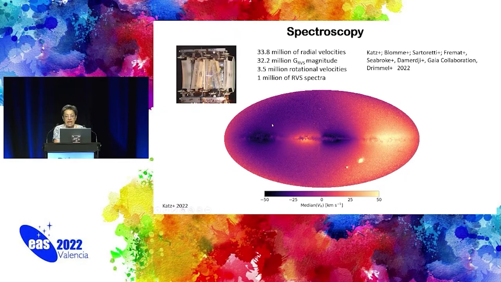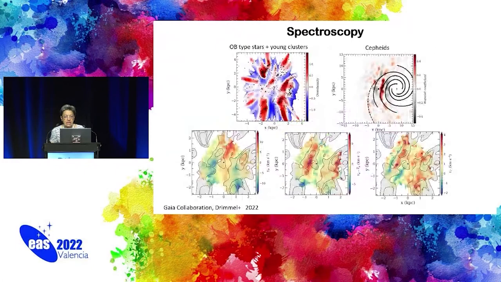This pattern of dark, bright, dark, and bright is actually a reflex of the rotation of the stars around the center of our galaxy. It's mainly the disk stars. This data has been used as well for the structure of the galaxy, at least in the solar neighborhood. Here we have the spiral arms, targeted by the OB type stars and young clusters.